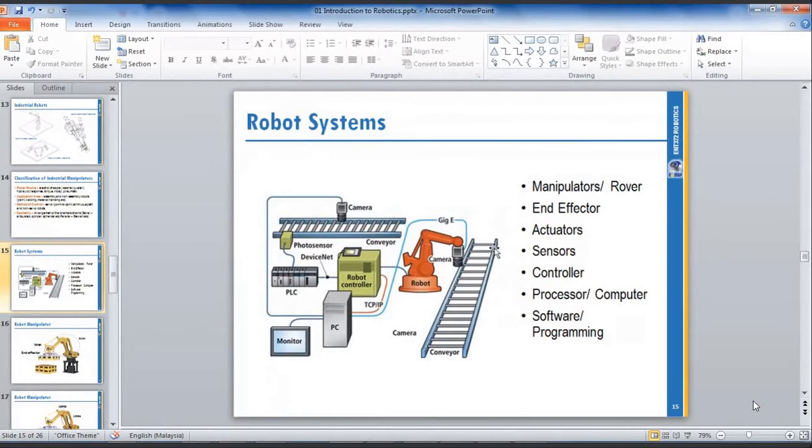Actuator, a lot of things. Actuator, maybe this conveyor drive or motor to drive the conveyor, we call actuator. Sensor, this is sensor. Controller, so you have robot controller. Processor or computer, this one, PC. Software, so you have software in the PC, or maybe you have software also inside PLC and robot control.